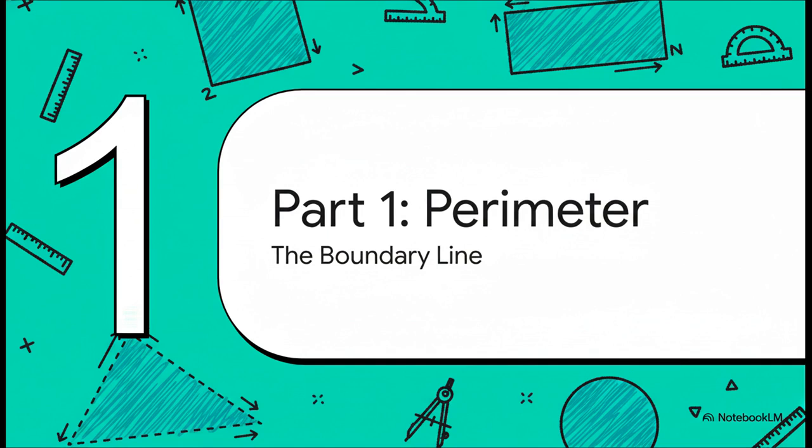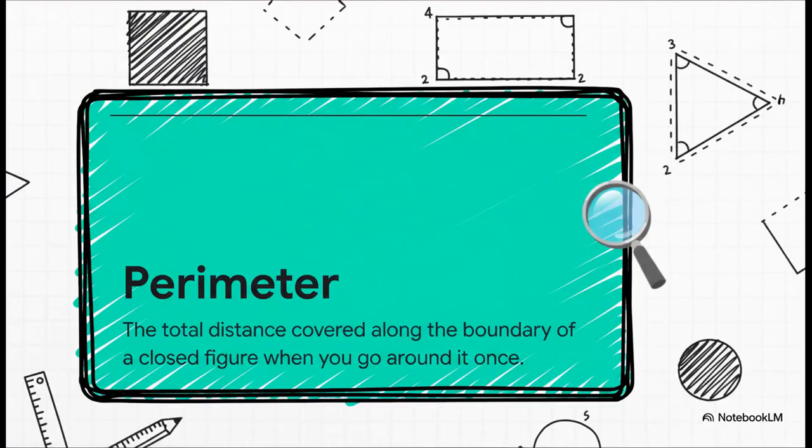So, what on earth is it? Well, it's actually really simple. Just think of it as the boundary line, the outside edge of any shape. So the textbook tells us it's the total distance you cover when you go around a figure just one time. Imagine you're walking along the fence of a garden. The total length of that fence? That's the perimeter. Or say you're putting a shiny border on your project file. The length of that border is the perimeter.